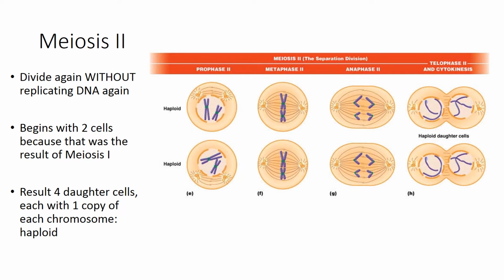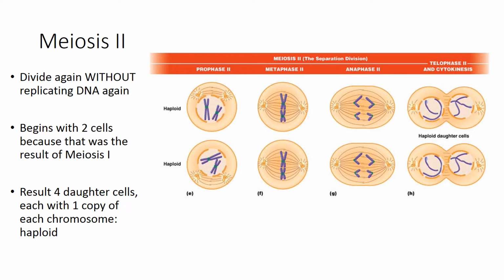The result is 4 daughter cells with 1 copy of each chromosome. So notice here you've got prophase 2. This one is much more like mitosis. Okay, so these chromosomes are condensed. You're losing the nuclear envelope again. Metaphase is lining up at the middle, and now your sister chromatids are going to split.